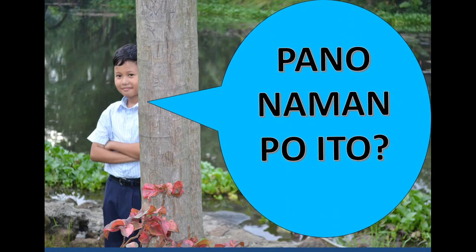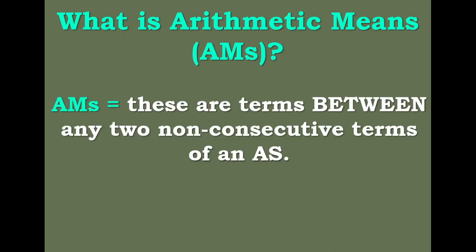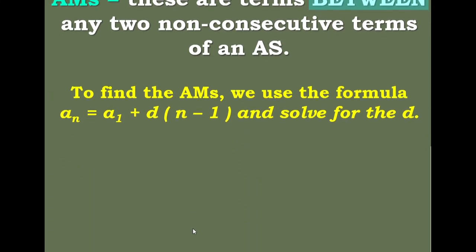Now, let's discuss how to find the arithmetic mean of an arithmetic sequence. First, let's define arithmetic mean. These are terms between any two non-consecutive terms of an AS. To find the AMs, we use the formula a sub n equals a sub 1 plus d times quantity n minus 1 and solve for the d.